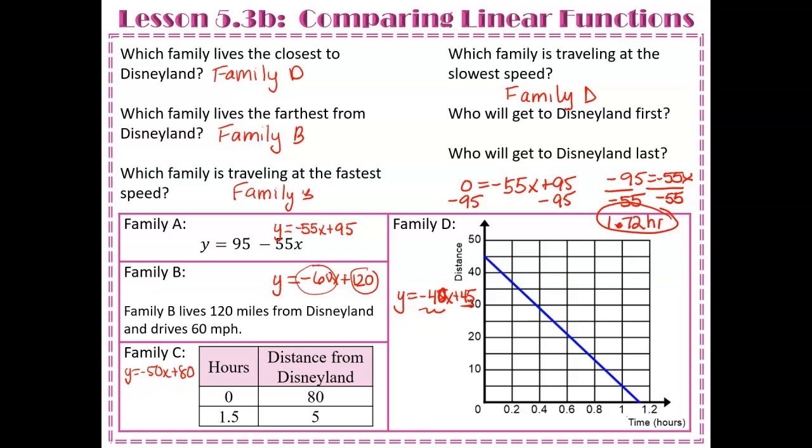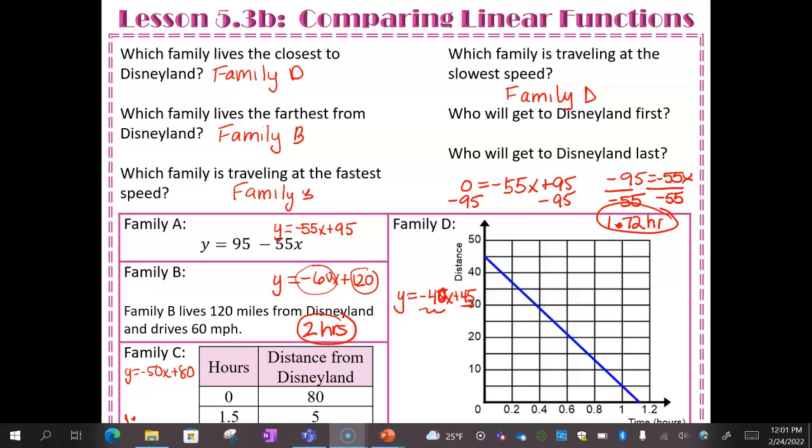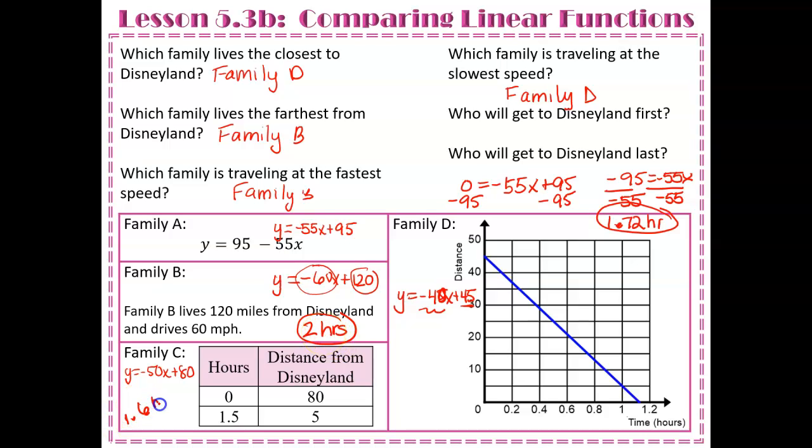Okay, family B, if you plugged in 0 for y, you figured out 2 hours. Family C is about 1.6 hours, a little over an hour and a half. And family D is just under an hour. So who's going to get there first? Weirdly enough, the slowest family, which is family D, is going to get there first because they're under an hour. Who's going to get there last?